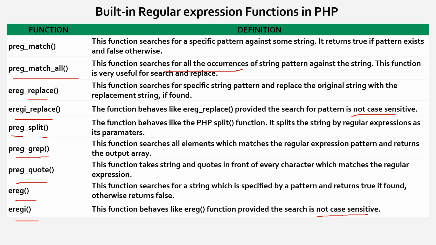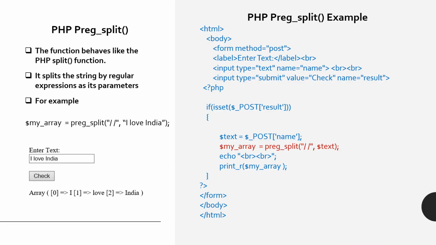Now we will see some examples. First, we are going to discuss the preg_split function. As I mentioned earlier, it is used to split a string and store the parts in an array. Once we display the array, you can see that the string is stored word by word in that array. For processing purposes we can use that. That is the advantage of this.